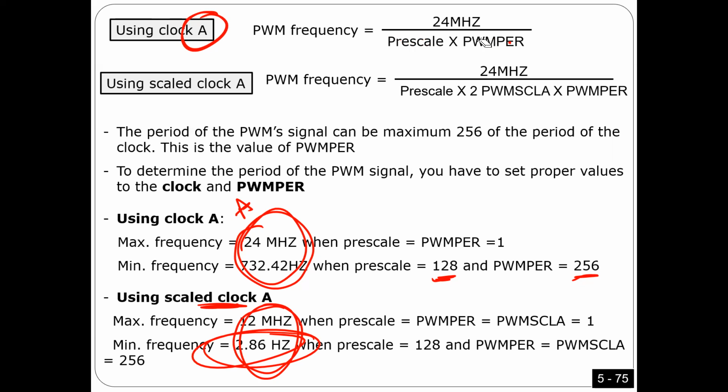The idea is, look here, guys. In order to calculate the minimum, here I have 24 megahertz. I'm going to divide it by pre-scale, and I'm going to divide it by the period, which is a byte. So this period, it's a byte. It can take a value from 1 to 256.